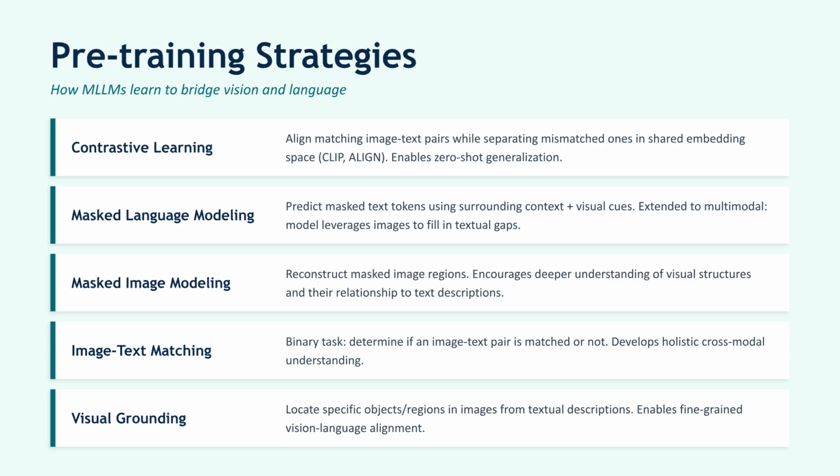Masked image modeling flips this around. The model must reconstruct masked image regions, which encourages deeper understanding of visual structures and how they relate to textual descriptions. Image-text matching is a binary classification task where the model determines whether an image and text are a genuine match. This develops holistic cross-modal understanding. Finally, visual grounding requires the model to locate specific objects or regions in an image based on textual descriptions. This is crucial for fine-grained vision-language alignment and enables tasks like referring expression comprehension. Most modern MLLMs use a combination of these strategies during pre-training, with contrastive learning being the most common foundation.